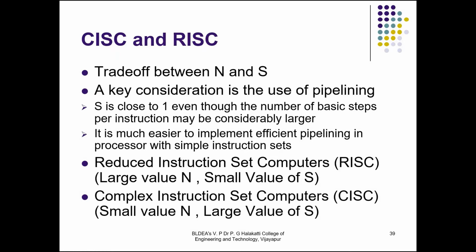Some processors may have a large number of instructions, that is N, which are executed in a small number of steps S. On the other hand, if individual instructions perform more complex operations, fewer instructions are required. This leads to a lower value of N and a larger value of S.